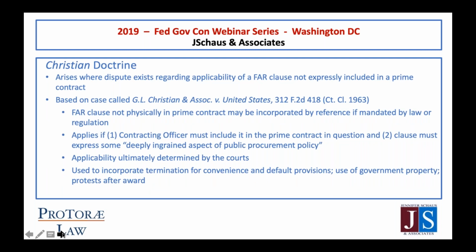The Christian Doctrine, which I refer to, relates to a case in which a landlord complained about the government's interest or its termination of the contract, termination of the lease. And the government said, well, we always have a right to terminate. We're the government, and there might be government interests that mandate the termination of a certain contract. And the landlord says, no, you can't. You signed up for a lease.